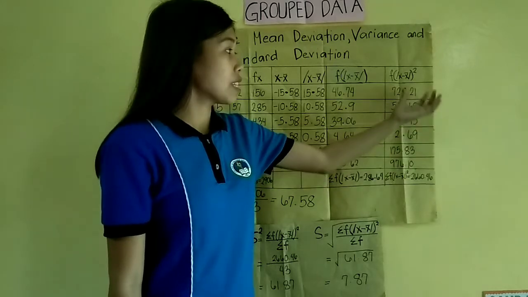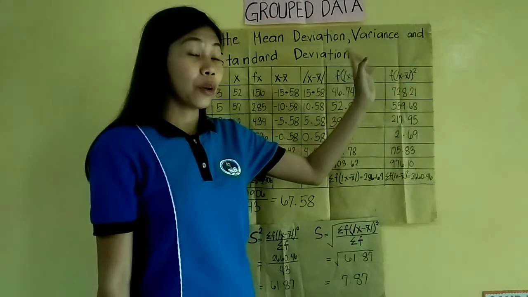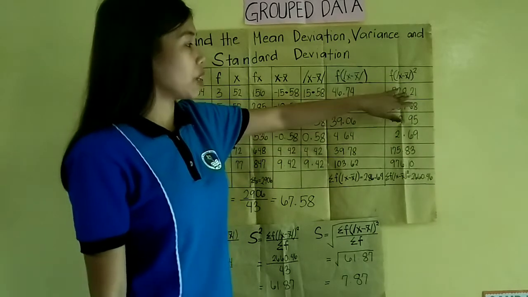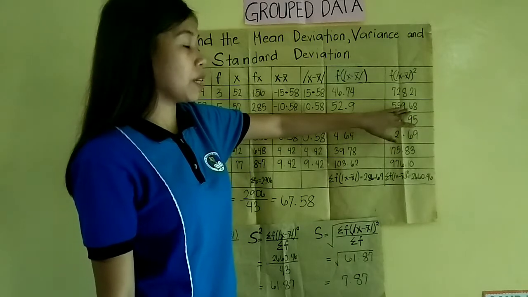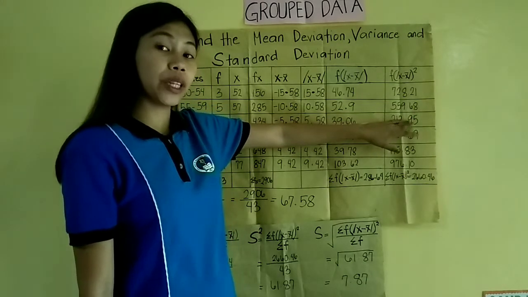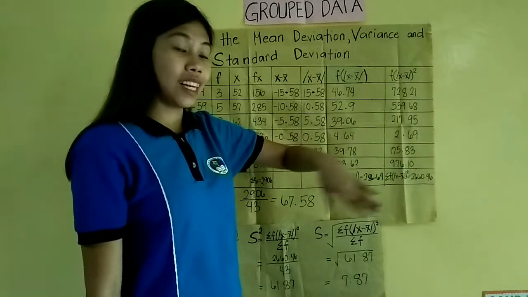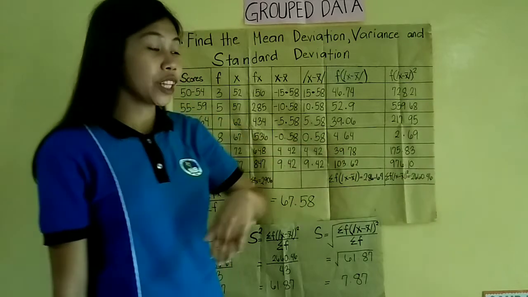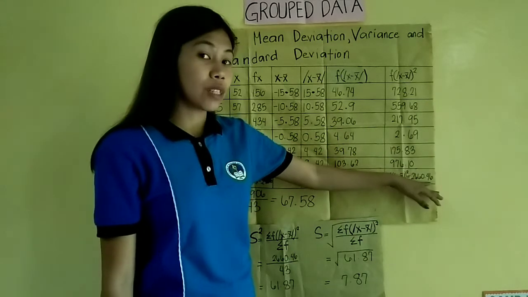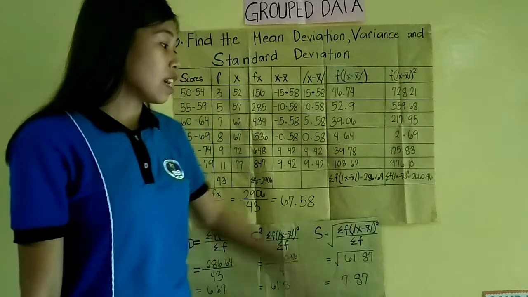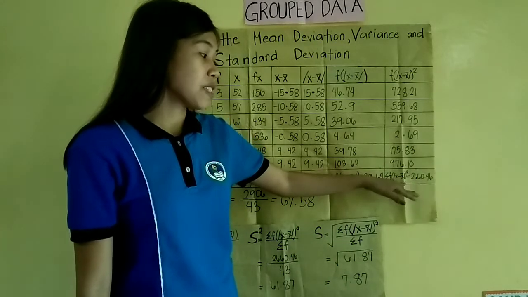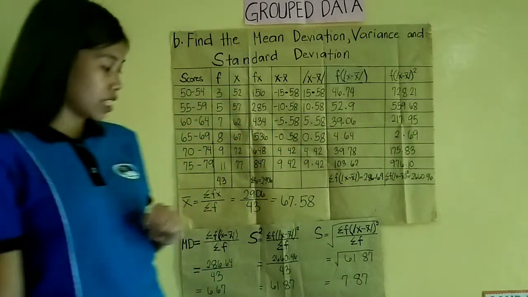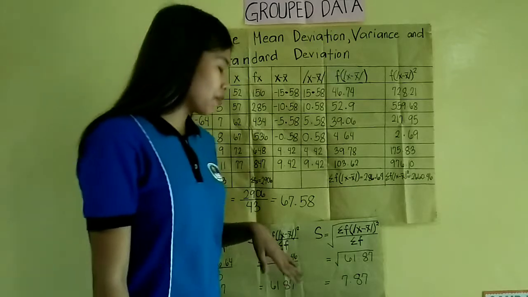Here are the values of our frequency times the quantity of x minus mean squared. Let's sum it up. 728.21 plus 559.68 plus 217.95 plus 2.69 plus 175.83 plus 976.10 is equals to 2,660.46. Summation of f, the quantity of x minus mean squared, is equals 2,660.46.